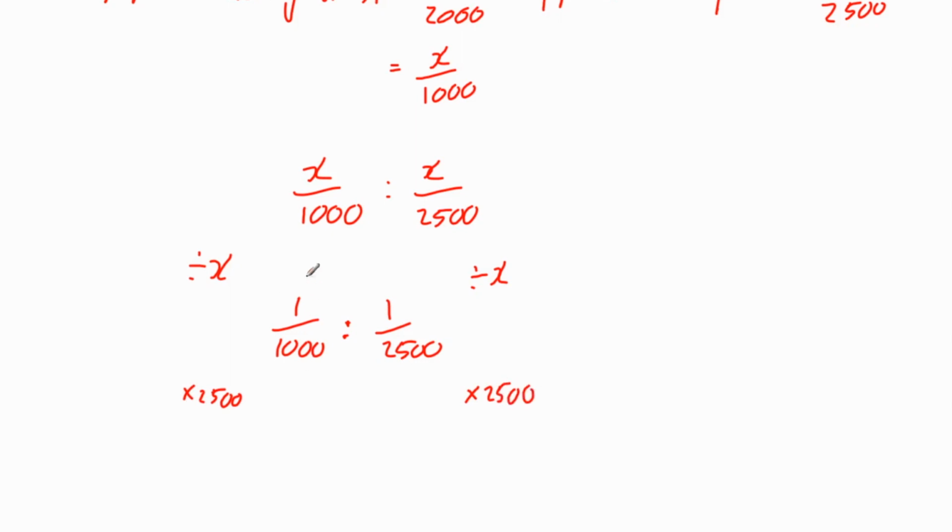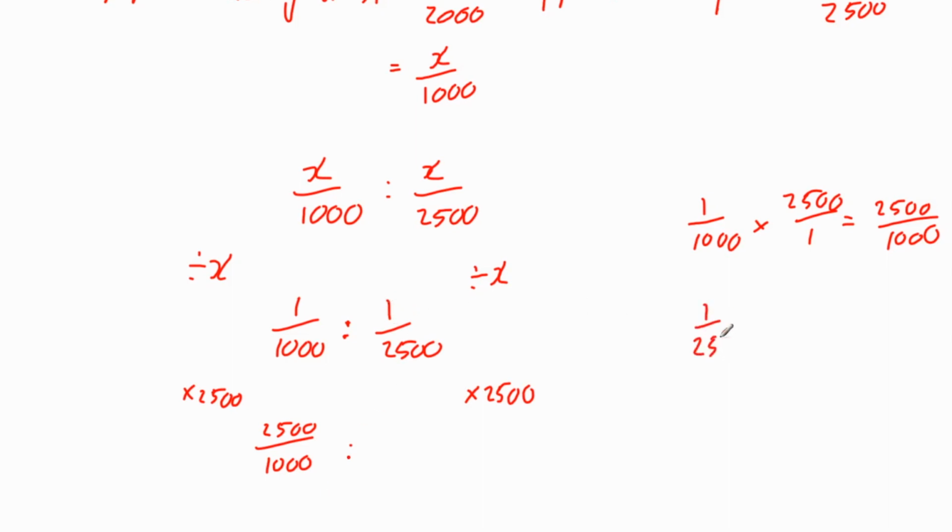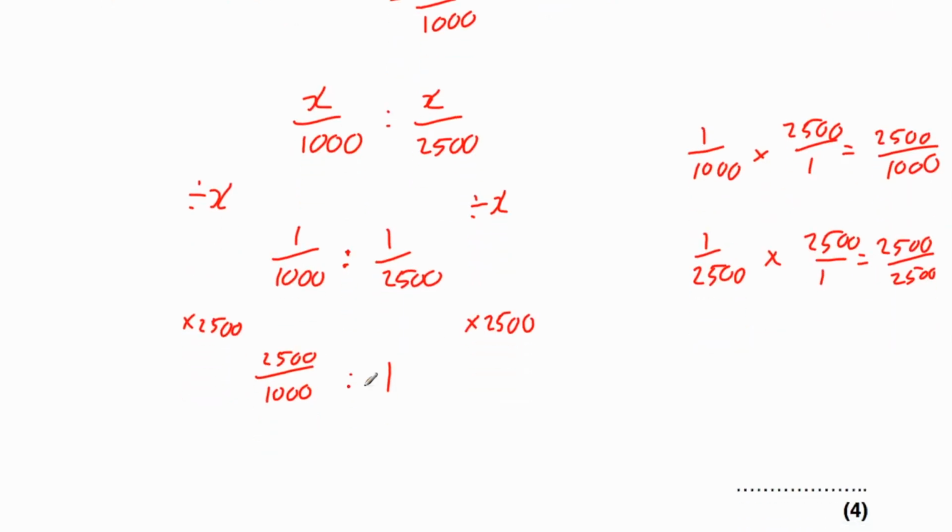Multiplying this side by 2,500 would give us 2,500 over 1,000, because if you had 1 over 1,000 and you multiply by 2,500, that would be equal to 2,500 over 1,000. And on the right hand side of the ratio, we had 1 over 2,500. Multiplying it by 2,500 would be equal to 2,500 over 2,500, which would just cancel out to be 1, because 2,500 divided by 2,500 is 1. And on our left hand side, 2,500 divided by 1,000 is 2.5. So our ratio would be 2.5 to 1, so that's a nice ratio.